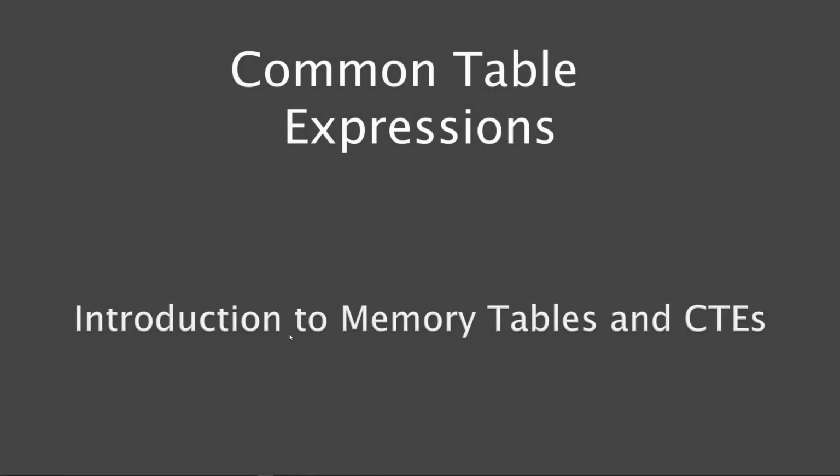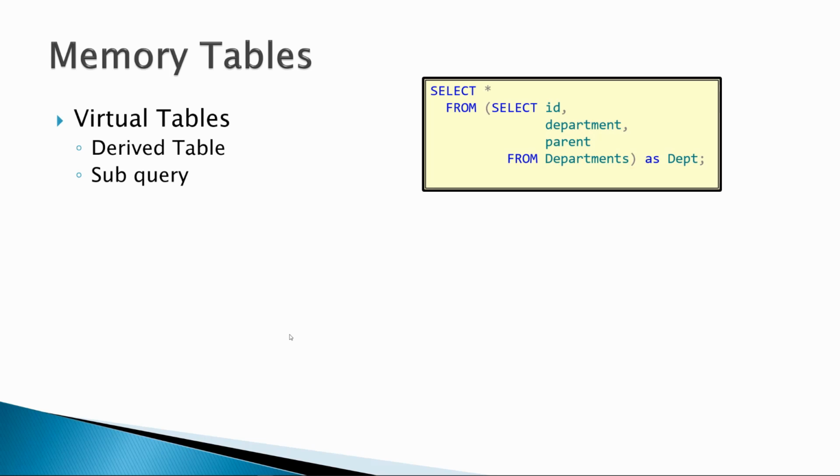But let's get started with an introduction to this concept of what I called memory tables and common table expressions. Think of memory tables as the concept of a derived table or a subquery, where you're not referencing a table, but you're referencing another subquery inside of a query. And what that means is that SQL Server treats that like a table for the rest of the query, but it's really not a table, it's just a subset of data coming from a query.